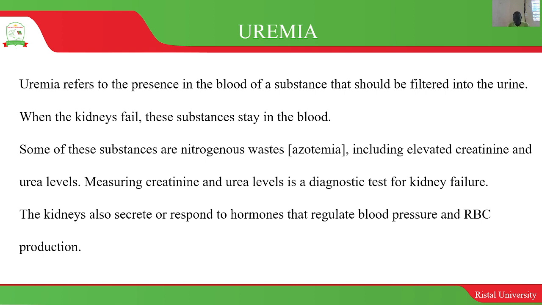So these include elevated creatinine and urea levels. Measuring creatinine and urea levels, of course, is diagnostic for testing kidney diseases. And the kidney also secretes or responds to hormones that regulate blood pressure and red blood cell production. So, as we shall know, kidney function tests rely on the levels of urea and creatinine, because we have the normal levels and we have the abnormal levels.